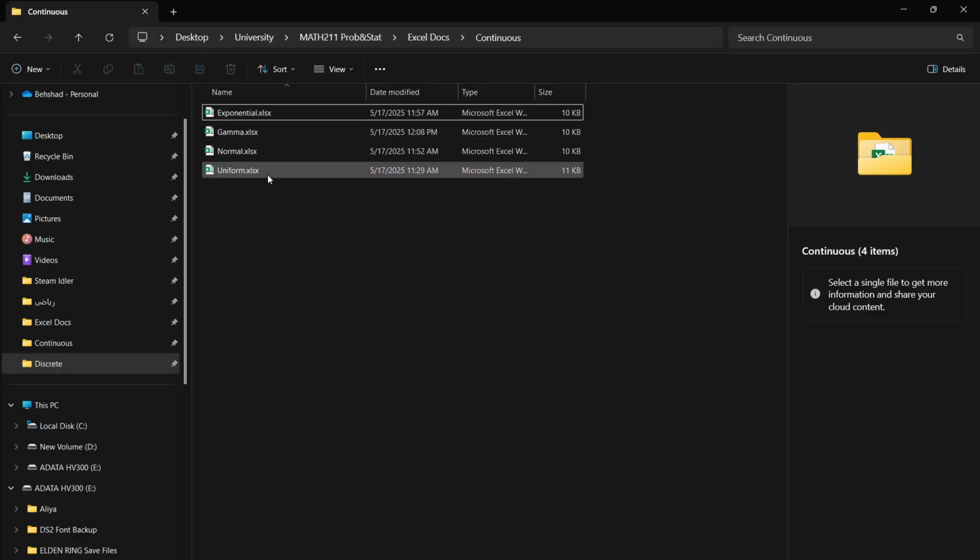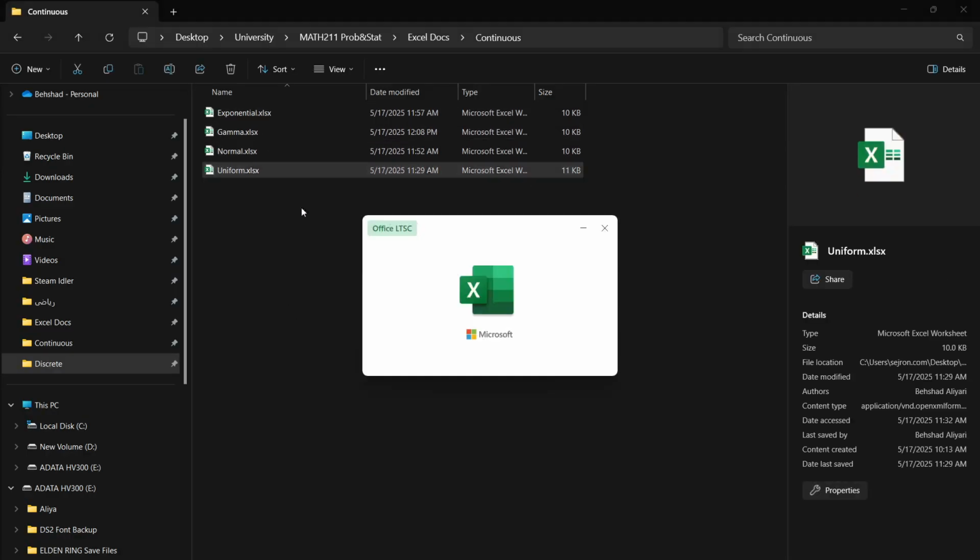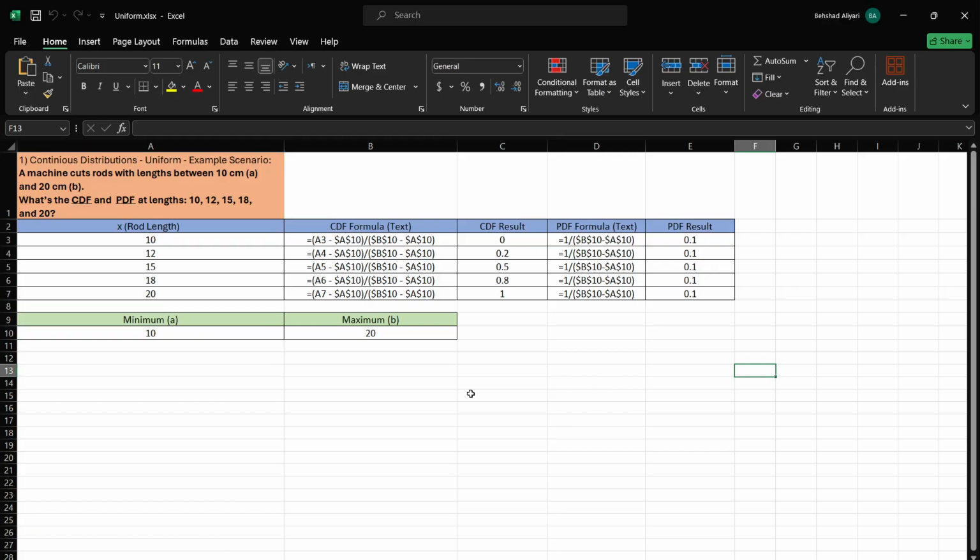I could also show you another one such as uniform. This is also another common type of distribution. A machine cuts rods with a length of between 10 centimeters and 20 centimeters. What's the CDF and PDF at lengths 10, 12, 15, 18, and 20 respectively? So we have our x's which start from 10 until 20: 10, 12, 15, 18, and 20. We also have 10 centimeters and 20 centimeters. These are going to be our minimum and maximum points.